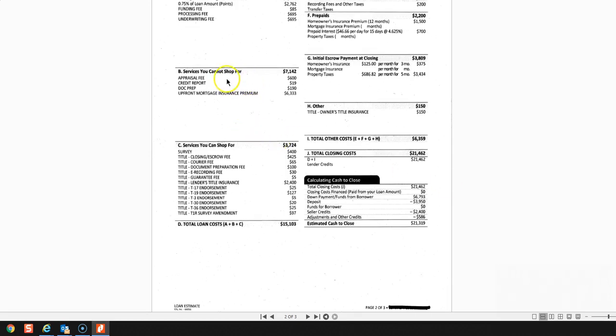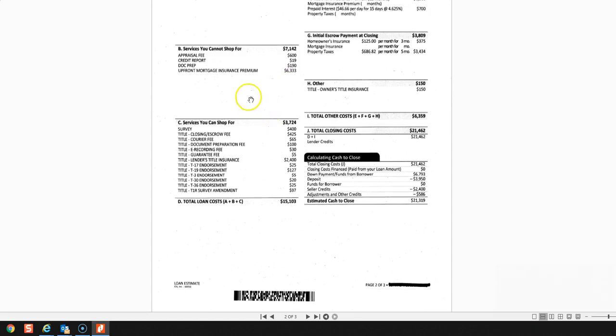Next is services you cannot shop for. So you're going to have an appraisal, credit report fee, the doc prep, and then see right here, this is that funding fee I talked about. $63.88 or $63.33. That's part of the 15 grand. That's not really a closing, right? Well, it is a closing, but it's getting financed. And I'll show you right here, down below, which we'll go over in a minute, you have all your credits. But this, like I said, is going to get financed. So this is already in the loan amount.